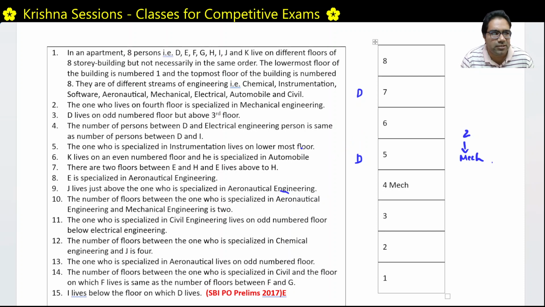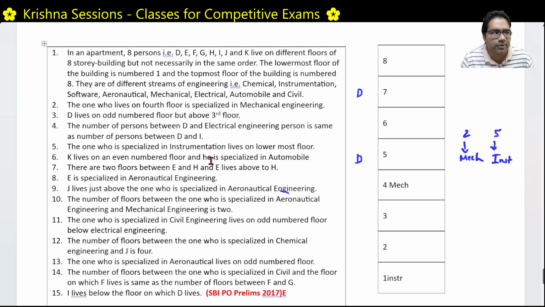The one who is specialized in instrumentation lives on the lowermost floor. Very good. So this guy is instrumentation. So we have used condition number 5, right? Condition number 5 we have used to say who is on the lowermost floor. We have used two conditions so far.